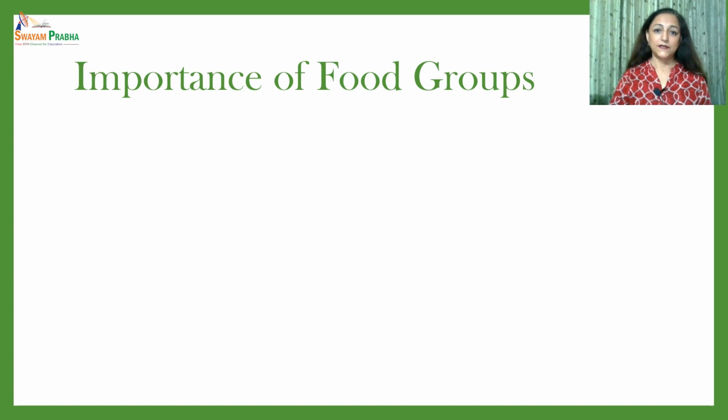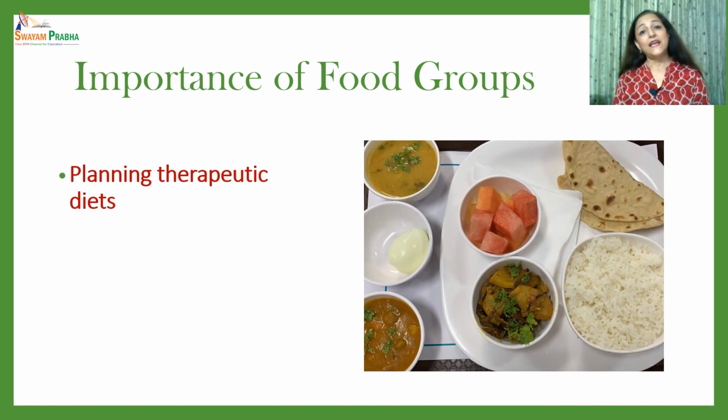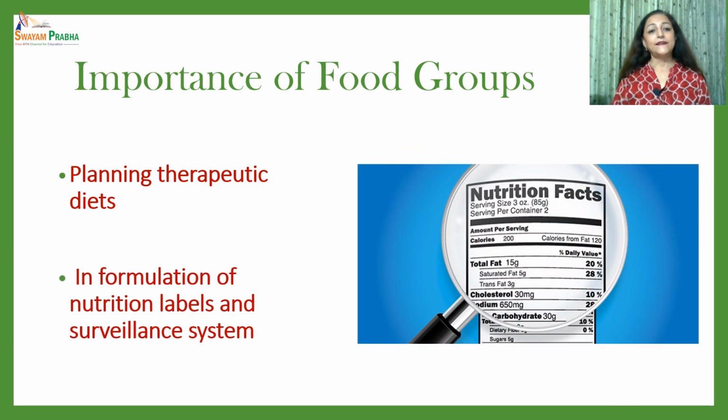Another important task the food groups perform is they are helpful in planning therapeutic diets. What are these therapeutic diets? They are the diets which are modified for the benefit of the sick person. And the therapeutic diets are scientifically based on the nutrient composition and groups, which can be used in menu planning. And similarly, we need food groups in formulation of nutrient labels and surveillance systems. These food groups can be helpful in ensuring that the food labels are correctly formulated and are useful to the common people, and they actually help in the choice of the right kind of food.